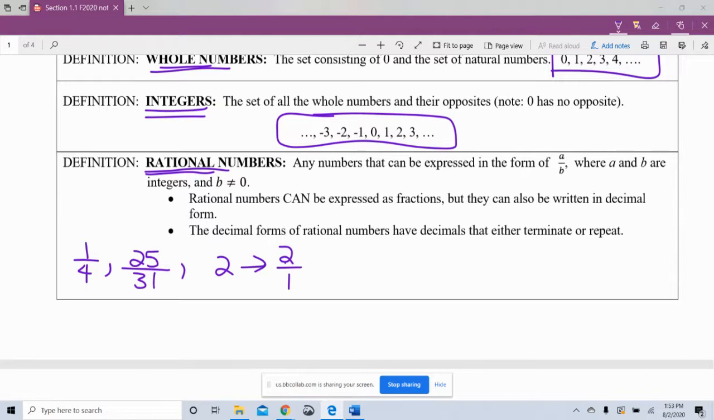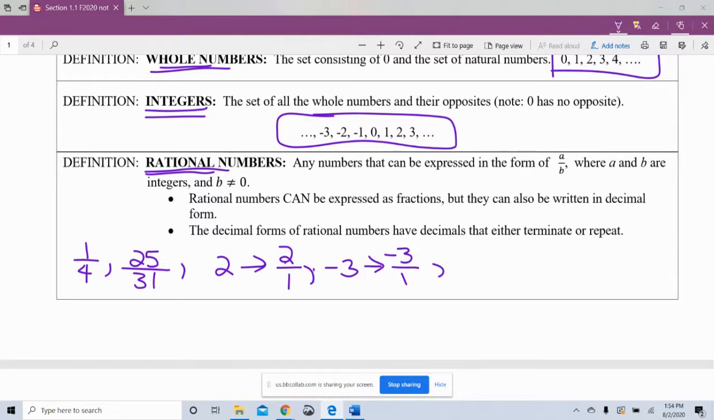In fact, any whole number, or actually, in fact, any integer, and that means the whole numbers and their opposites, can also be written as fractions. So for instance, -3 could be written as -3 over 1. That's equivalent, right? And so -3 is also a rational number because we can write it as a fraction as if we want to. All right, but what about other types of numbers?